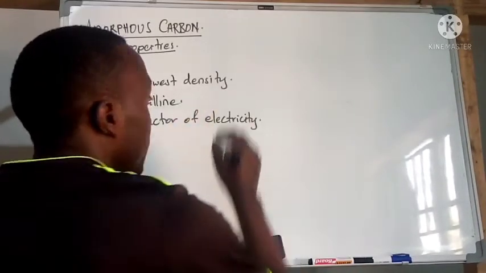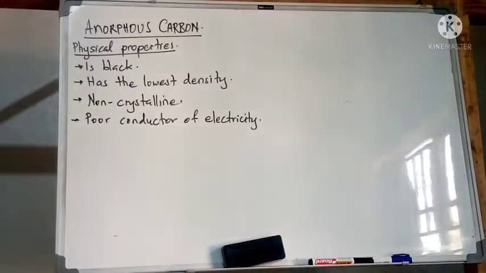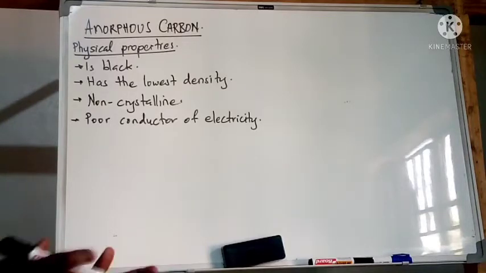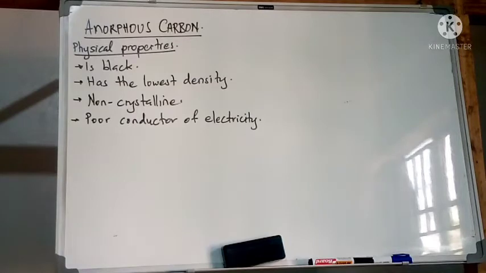Poor conductor of electricity. So amorphous carbon has a variety of examples depending on the substance being given off. You're not going to find carbon named amorphous carbon there, but we're going to see various examples of amorphous carbon, various examples of carbon without a particular shape.